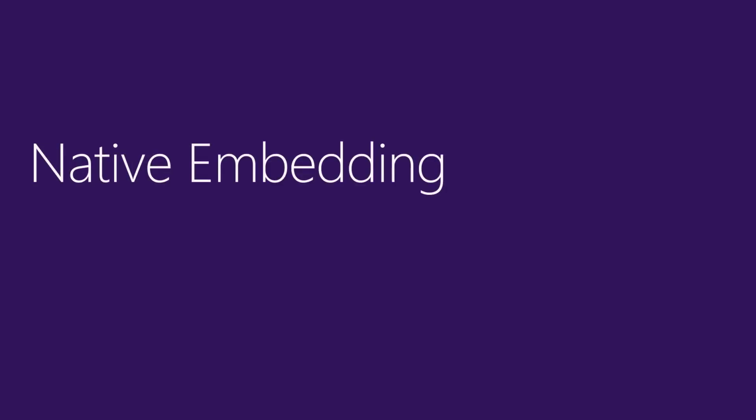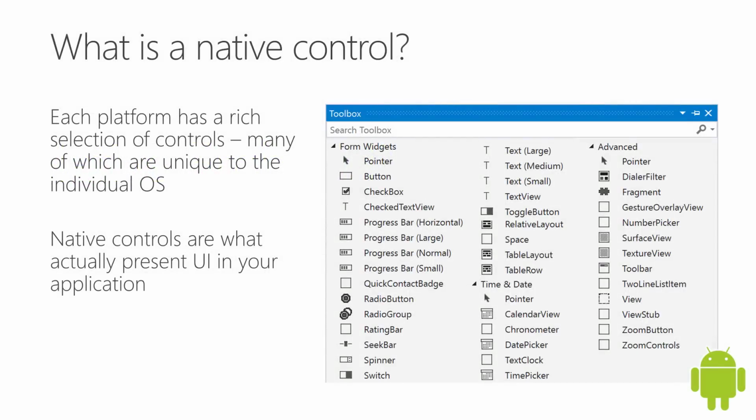So now we've seen how we can customize the controls that are included with Xamarin.Forms by altering runtime values, adding effects, or taking over the entire rendering process. But what if we want to use a control that Xamarin.Forms just doesn't include? Each mobile platform provides this rich selection of native controls. And when we create a Xamarin.Forms app, remember, it's those native controls that are actually presenting our UI.